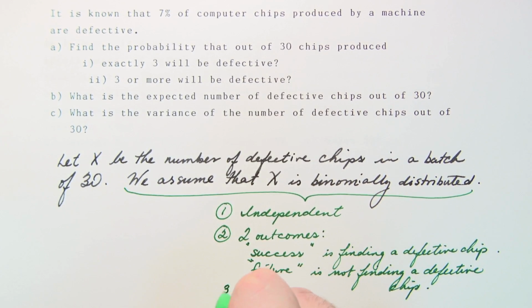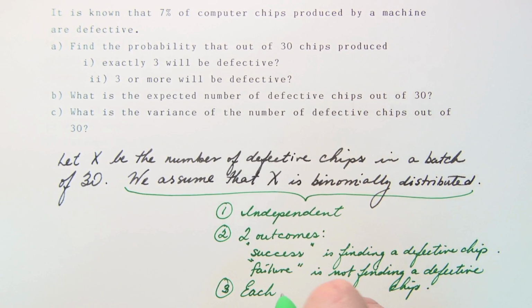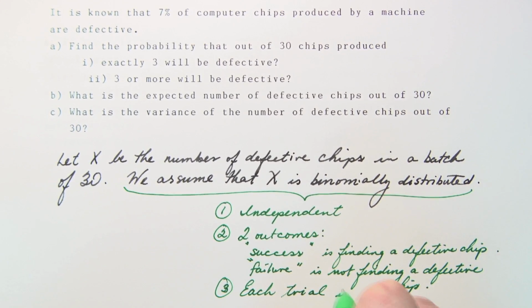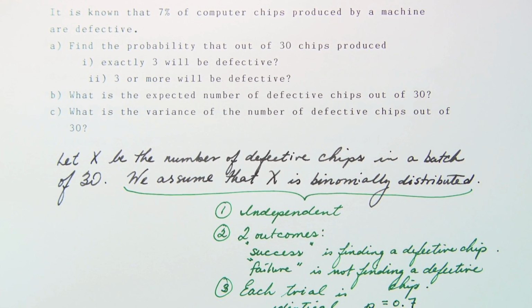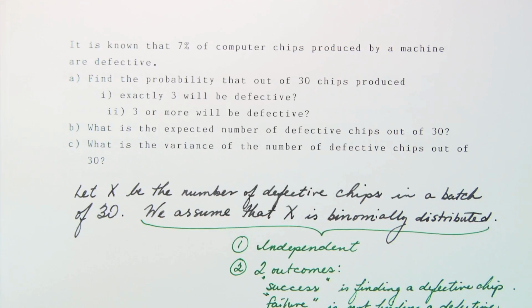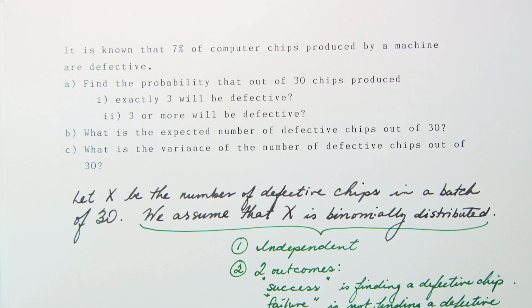Okay, and the third one is that each chip, or well, the testing of it, each trial is identical. In this case, that's because the probability of this occurring is 0.07. So again, the probability isn't changing from chip to chip. We're going to assume that the probability of a defective chip is 0.07. Okay, so part A, without me doing too much of the calculations, I'm just going to write them out.